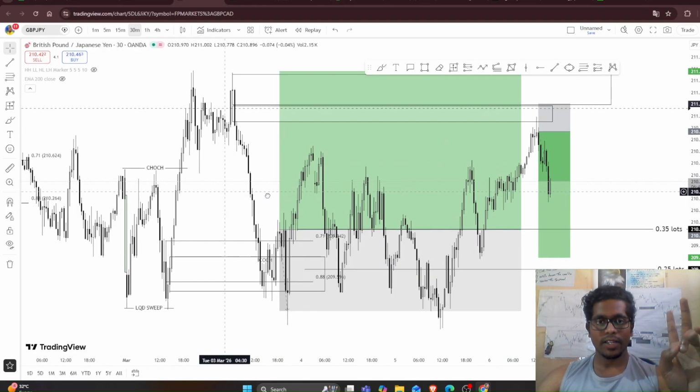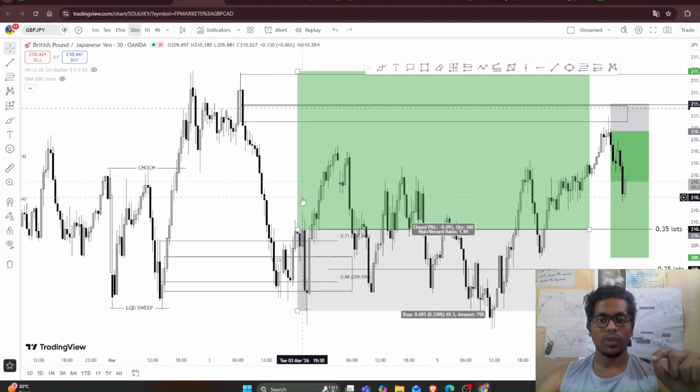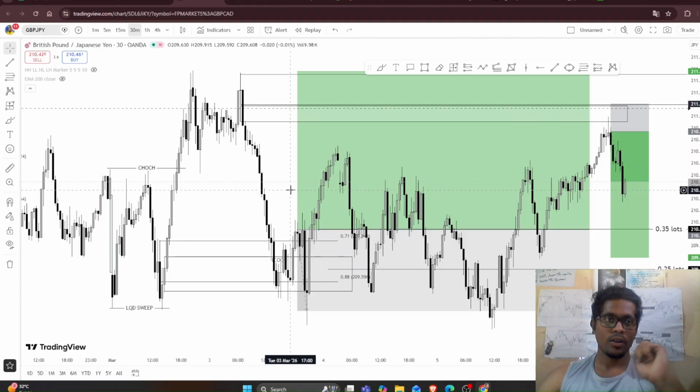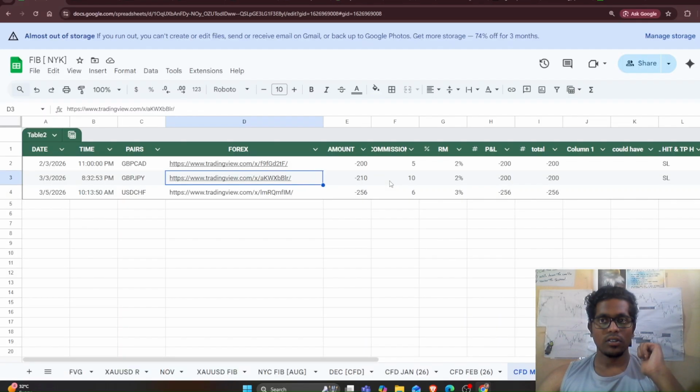The second trade which I took, even this also hit SL on this particular week, which was on Tuesday. So moving on to the next setup, which is our third trade for this week, which is USD CHF.